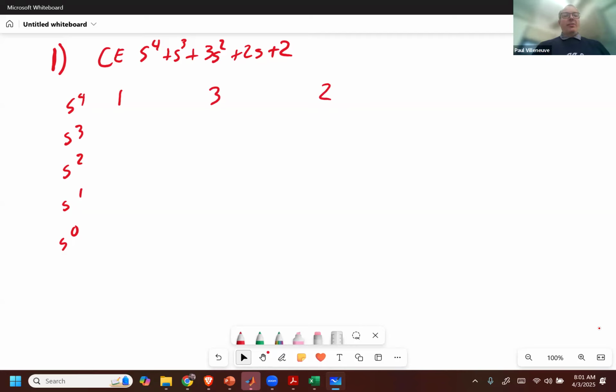Then we move down to the S3 row, and we see that 1 is at the S cubed, 2, and then there is no S to the -1 coefficient, right? So we just put that as a 0. So now we're going to go ahead and start building.